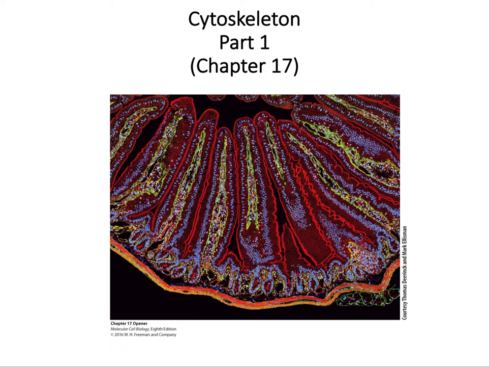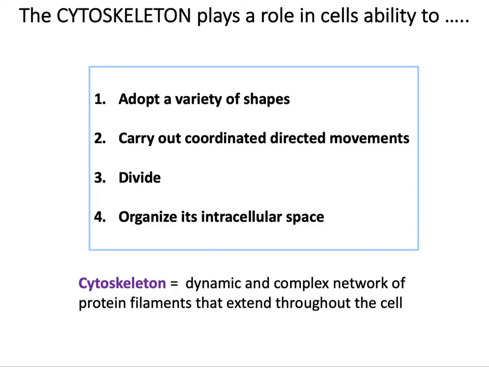Module 2.2, Cytoskeleton, Part 1, Chapter 17. The ability of the cells to adopt a variety of shapes, to move in certain directions according to certain signals, to carry out coordinated directed movements, to divide by binary fission, and organize their intracellular space, all rely on a cellular structure known as the cytoskeleton.